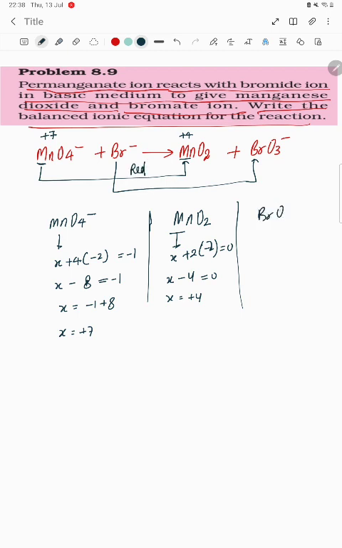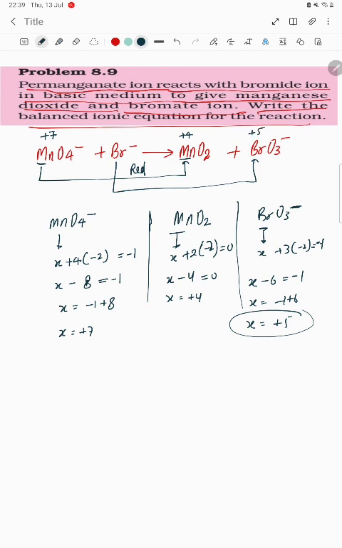Now you see BrO3 minus student. So if Br is considered to be X, 3 oxygen is there, each oxygen minus 2, equal to minus 1, because here the charge is minus 1. So X minus 6 is equal to minus 1. X is equal to minus 1 plus 6 student. So X is equal to how much? Plus 5. So student, here it is plus 5.